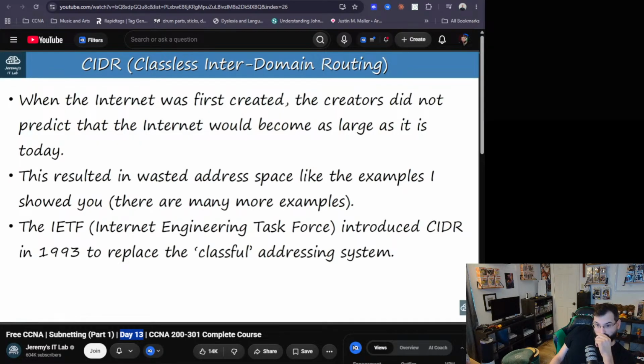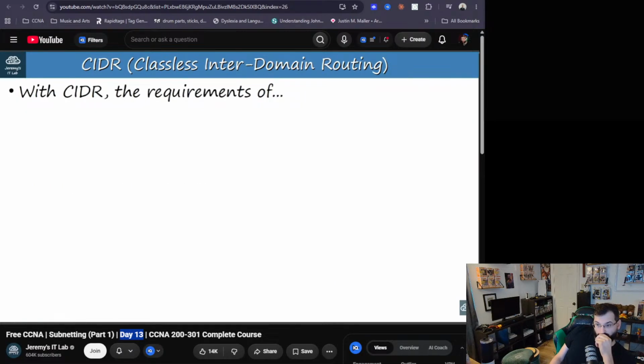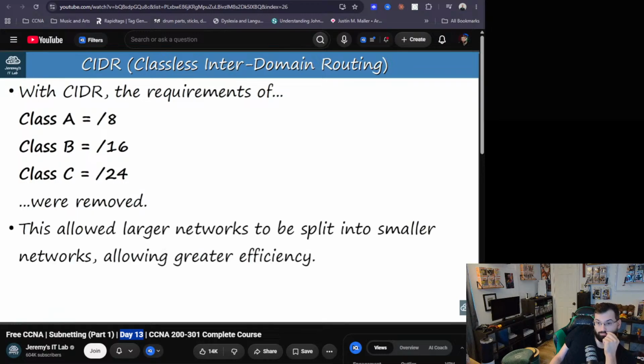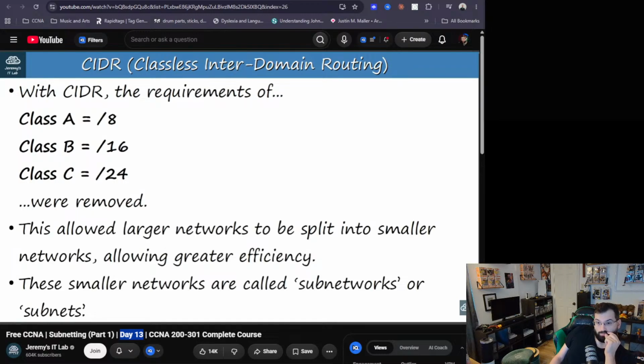The IETF, Internet Engineering Task Force, introduced CIDR in 1993 to replace the classful addressing system. With CIDR, the requirements that Class A addresses must use a /8 network mask, Class B must use /16, and Class C must use /24 were removed. This allowed larger networks to be split into smaller networks, allowing greater efficiency. These smaller networks are called subnetworks, or subnets. Let's look at an example of splitting a larger network into a smaller network so you can see how it works.